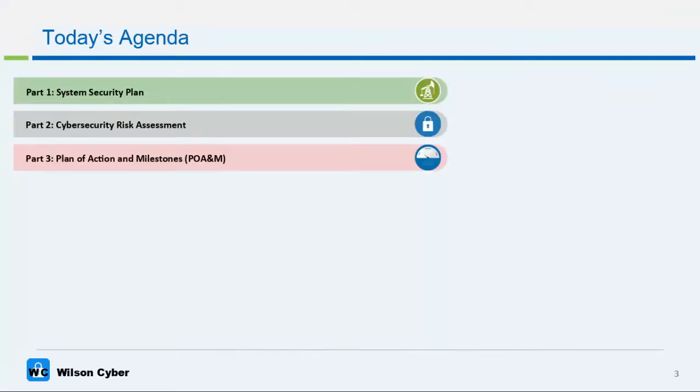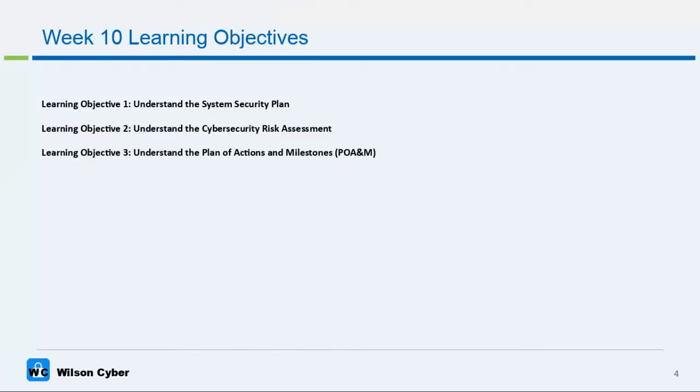And here's today's agenda. There are 3 parts to the technology deliverables: system security plan, cyber risk assessment, and plan of action and milestones. Week 10 learning objectives: understand what a system security plan is and how that works, understand how to do a cybersecurity risk assessment, and then understand the plan of action and milestones.